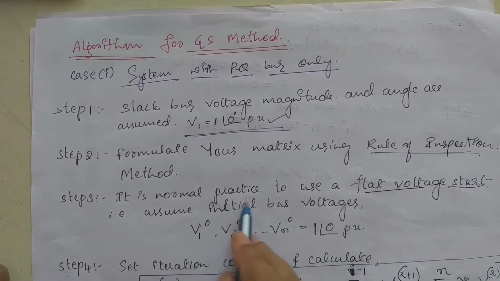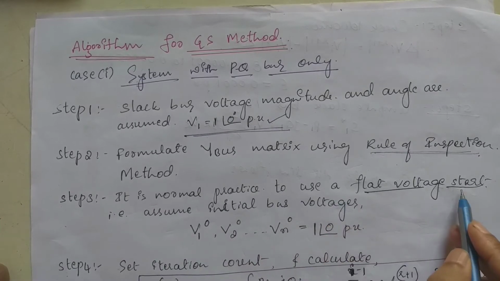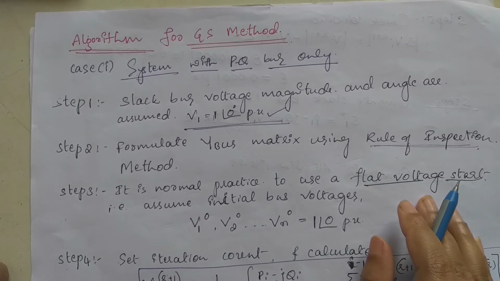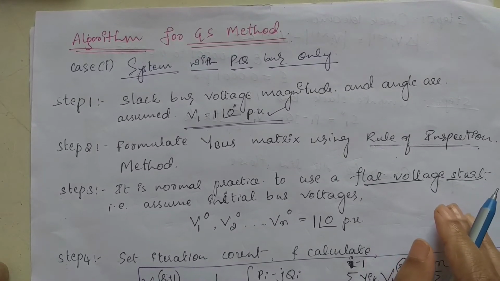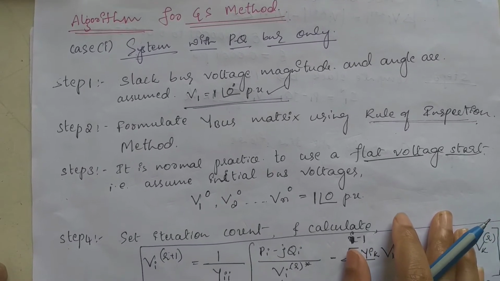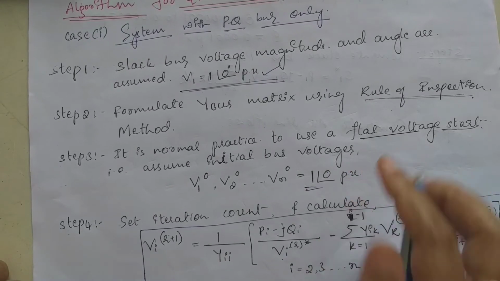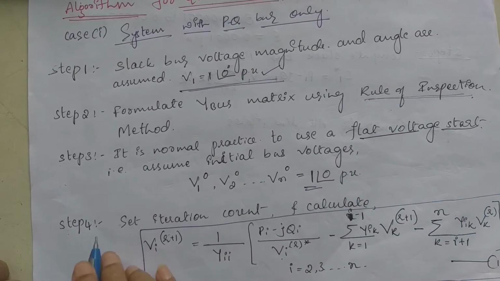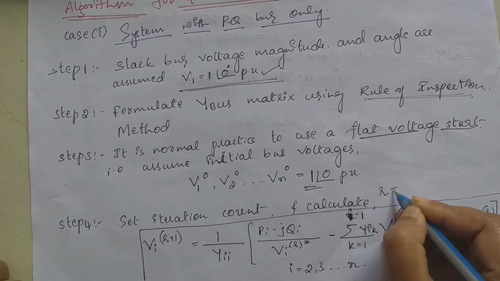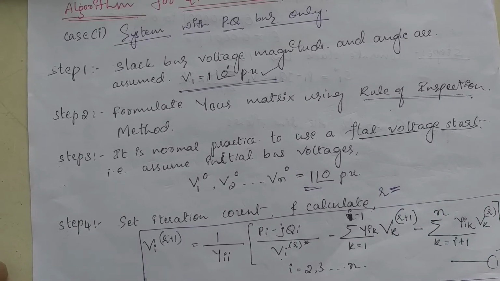Step 3. It is normal practice to use a flat voltage start. I mean, you have to take V10 equal to V20, and so on, Vn0 equal to 1 at an angle 0 per unit. That is the flat voltage start. Next, step 4, set the iteration count R. Then calculate V_i^(R+1).